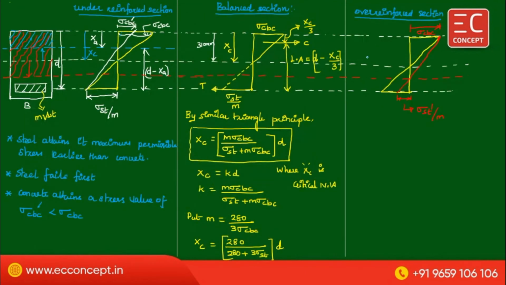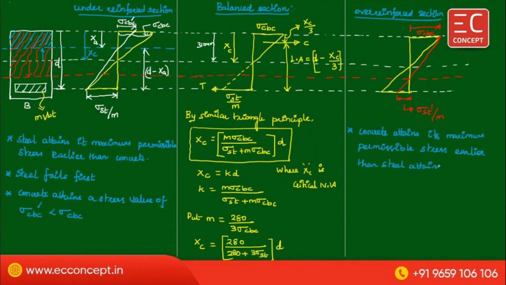Now the over reinforced section. Important points that we are going to write for the over reinforced section. The first one is, in the under reinforced section steel attains the maximum permissible stress earlier than the concrete, but here concrete attains its maximum permissible stress earlier than steel attains.